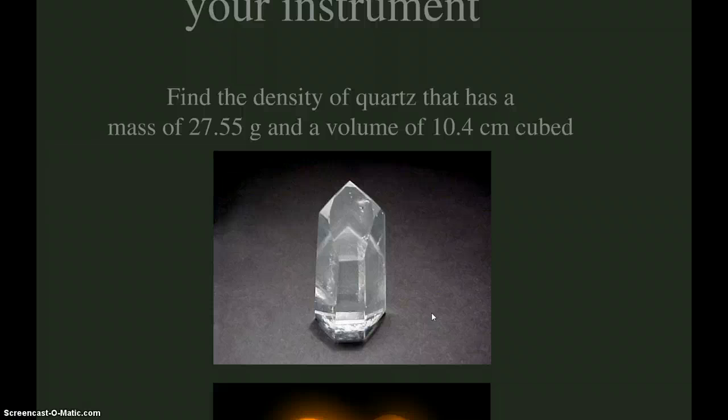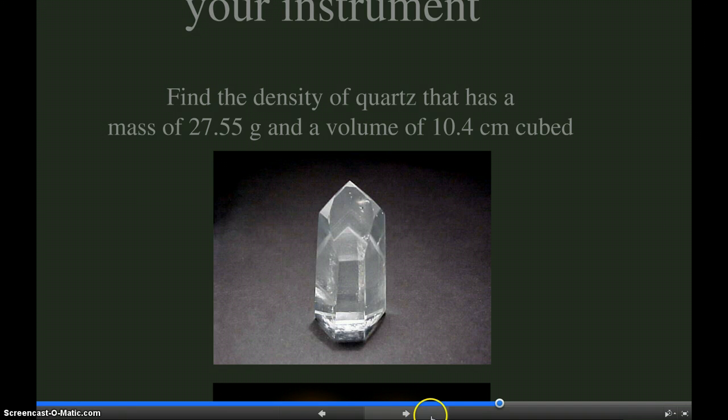Okay, so if we have this quartz and we want to find its density, here we're given a mass and a volume. Okay, when I put this into my calculator, it spits out a really long number. So 27.55 grams divided by 10.4 centimeters cubed is 2.64903846 grams per centimeter cubed. That is way too many digits, and we'll talk in 3C about how to choose how many digits to keep.